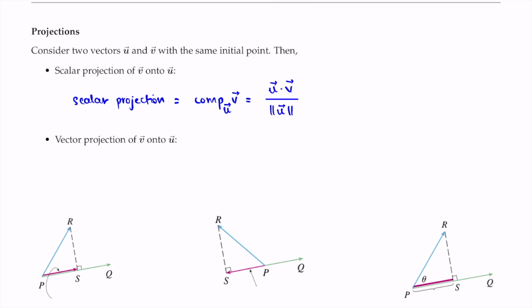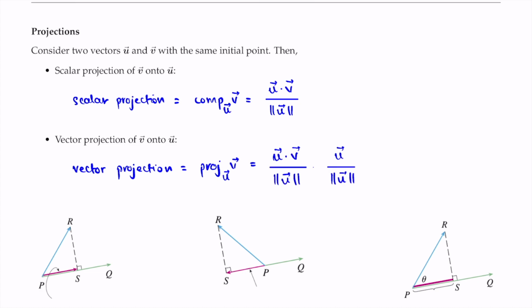And for the vector projection, this is denoted as proj of v onto u, which is equal to whatever you get for the scalar projection. So this gives you a scale. You apply this scale on the unit vector. Right, so now I'm going to show you where the formula comes from.